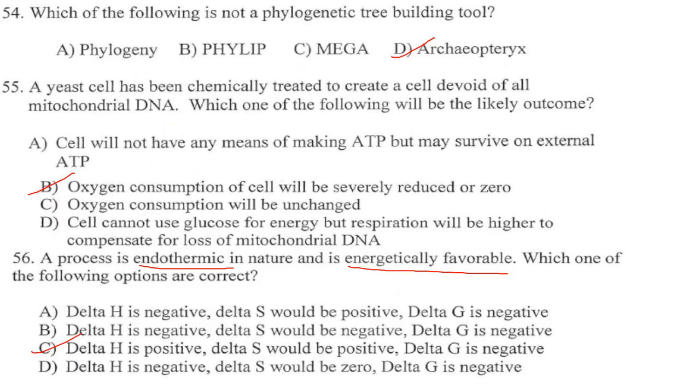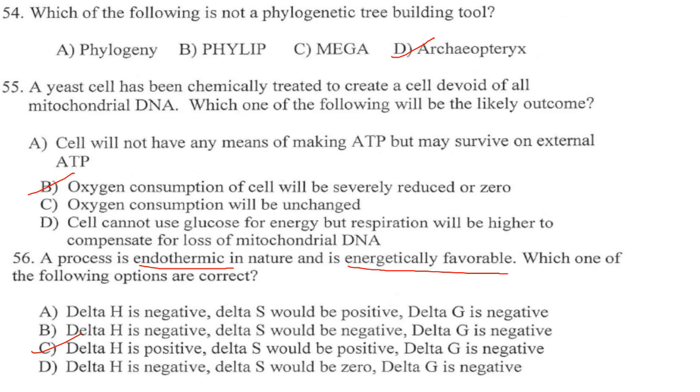Then, which of the following is not a phylogenetic tree building tool? So, it is Archaeopteryx. All the others are phylogenetic tree building tools. So, Archaeopteryx is not an example.